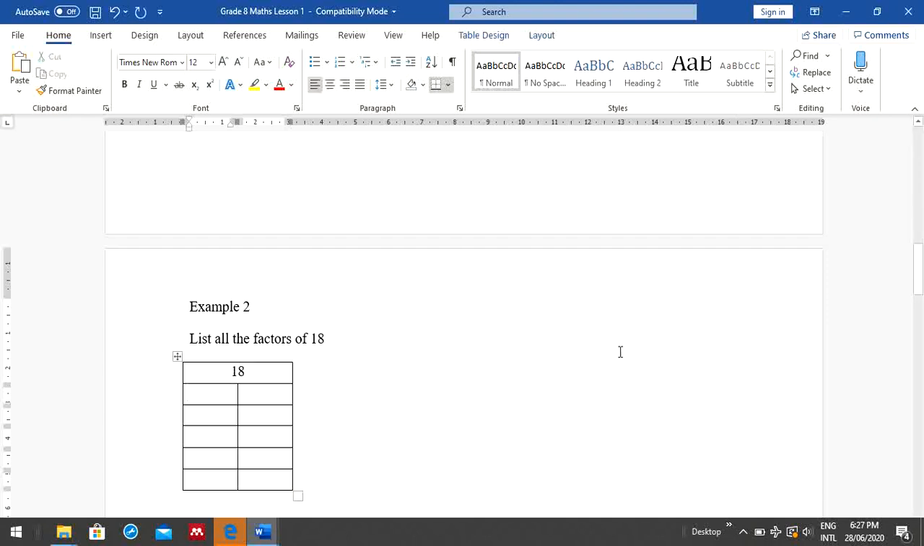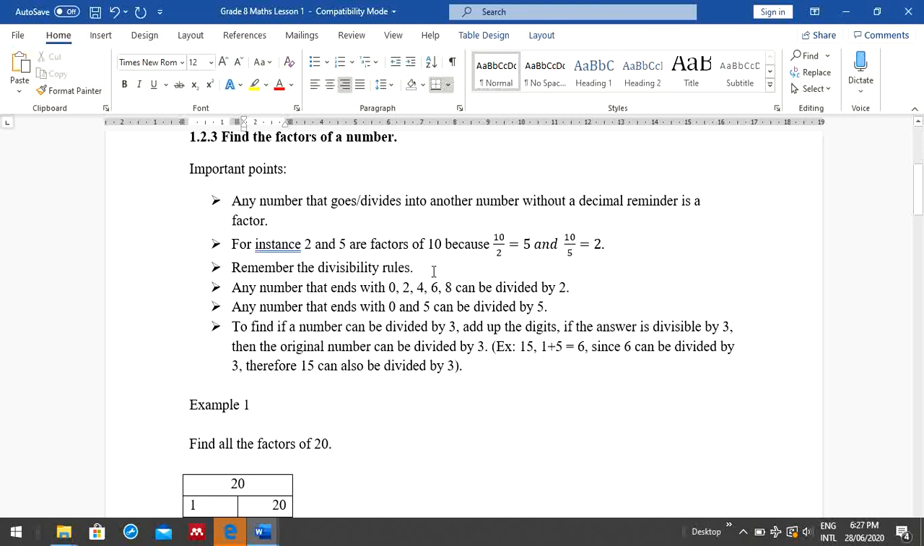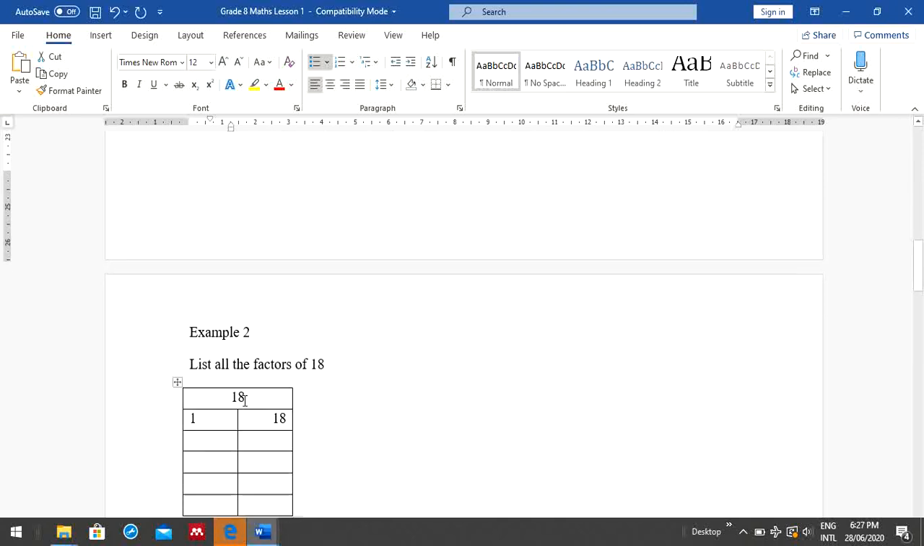Okay, remember that 1 is a universal factor. Any whole number can be divided by 1. So 1 divides into 18 18 times. Can 2 divide 18? Let's go back to our divisibility rules. It says here, any number that ends with a 2, 4, 6, 8 can be divided by 2. So this number ends with an even number, which is 8. So 2 goes into 18 9 times.